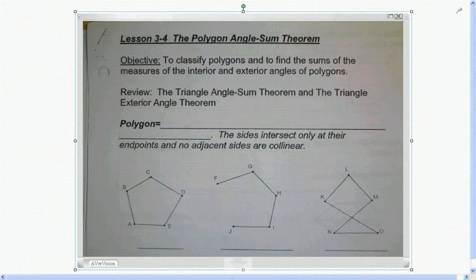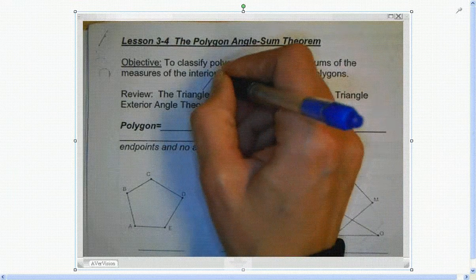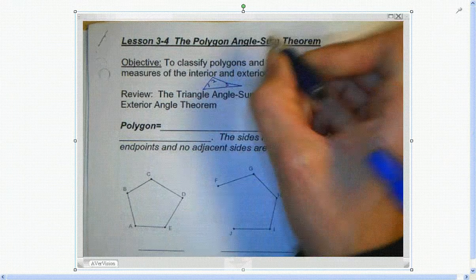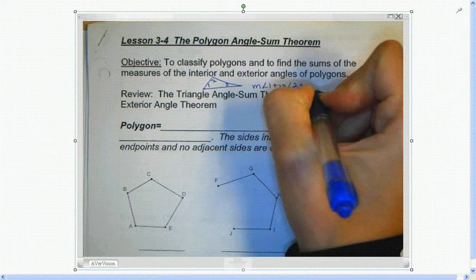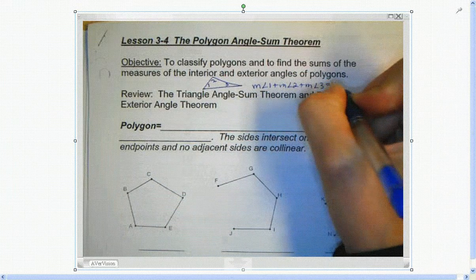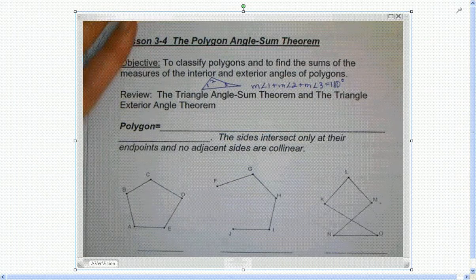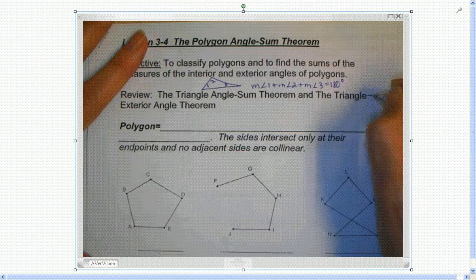Now we need to review a few things because we're talking about the polygon angle sum theorem, and one of them is a triangle. And a triangle, we'll find out, is the smallest polygon. And the angle sum theorem tells me if I have a triangle here, and I have its 3 angles, I know the sum of those 3 angles, no matter what, and this works for any triangle, will always add up to 180 degrees.